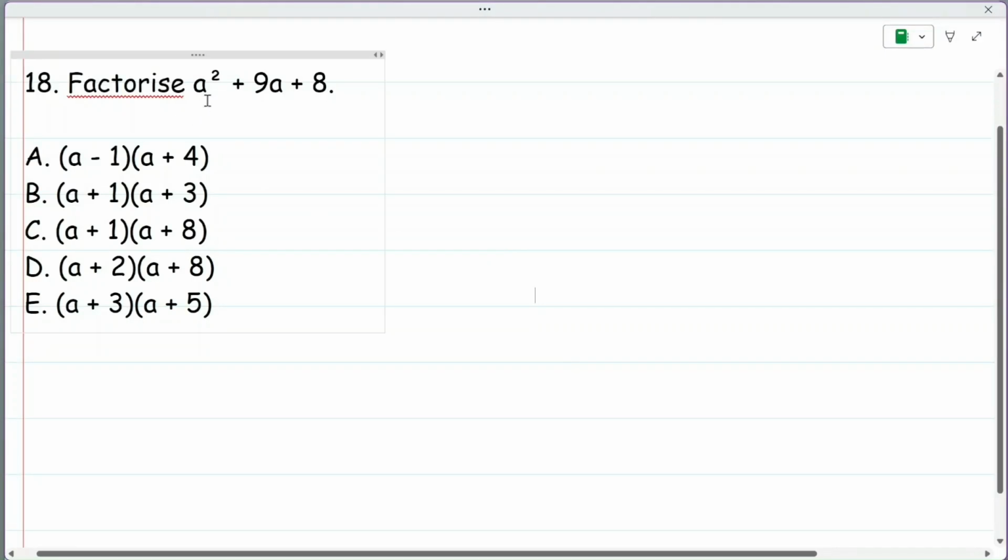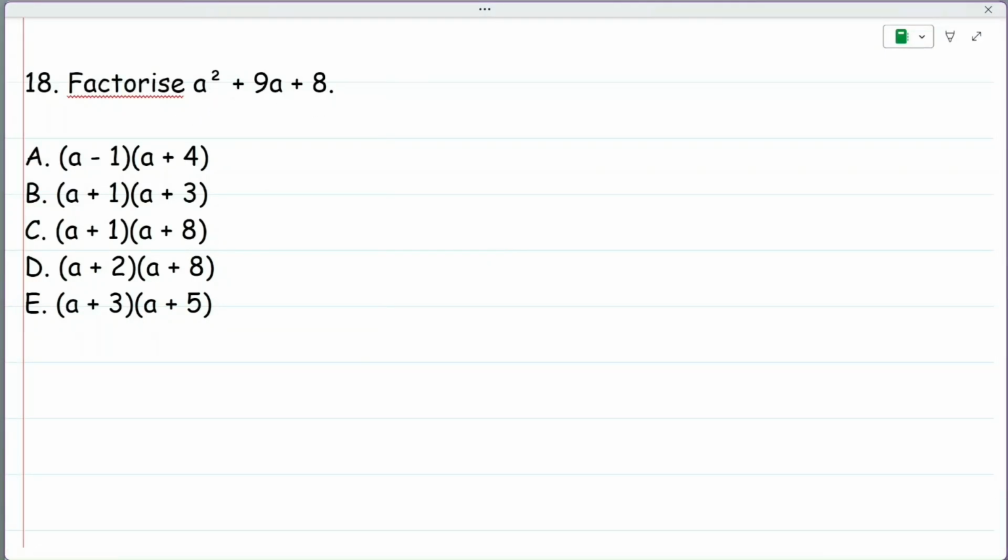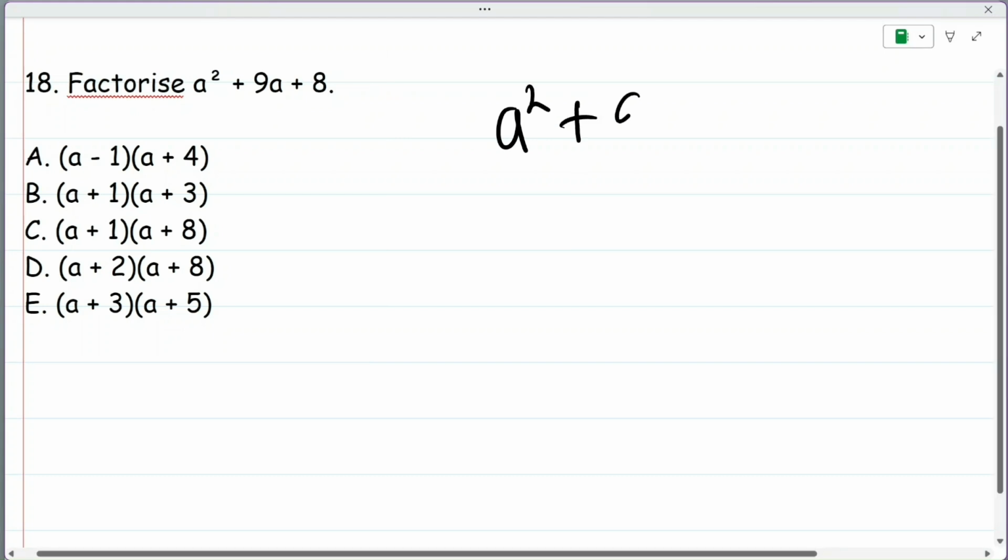Question 18. Factorize a squared plus 9a plus 8. Let's write it out. A squared plus 9a plus 8. Now, like done in the previous question, we have to look for two numbers that will multiply themselves to give you the constant, which is 8.